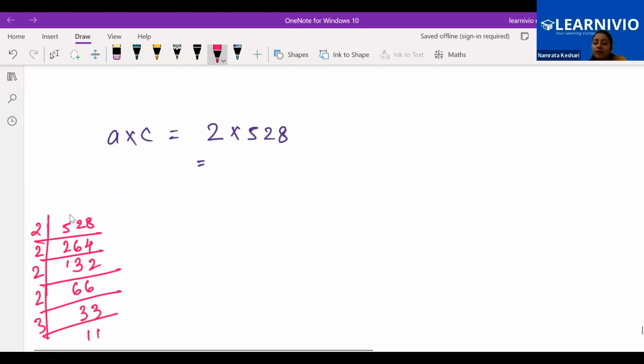So when we have done the factorization of just 528, this 2 is still there. We have done the factorization of 528, and what we got? 4 twos we got, 1 2 3 4 twos we got, 1 3 we got, and 1 11 we got. This is what we got when we did the factorization of 528.